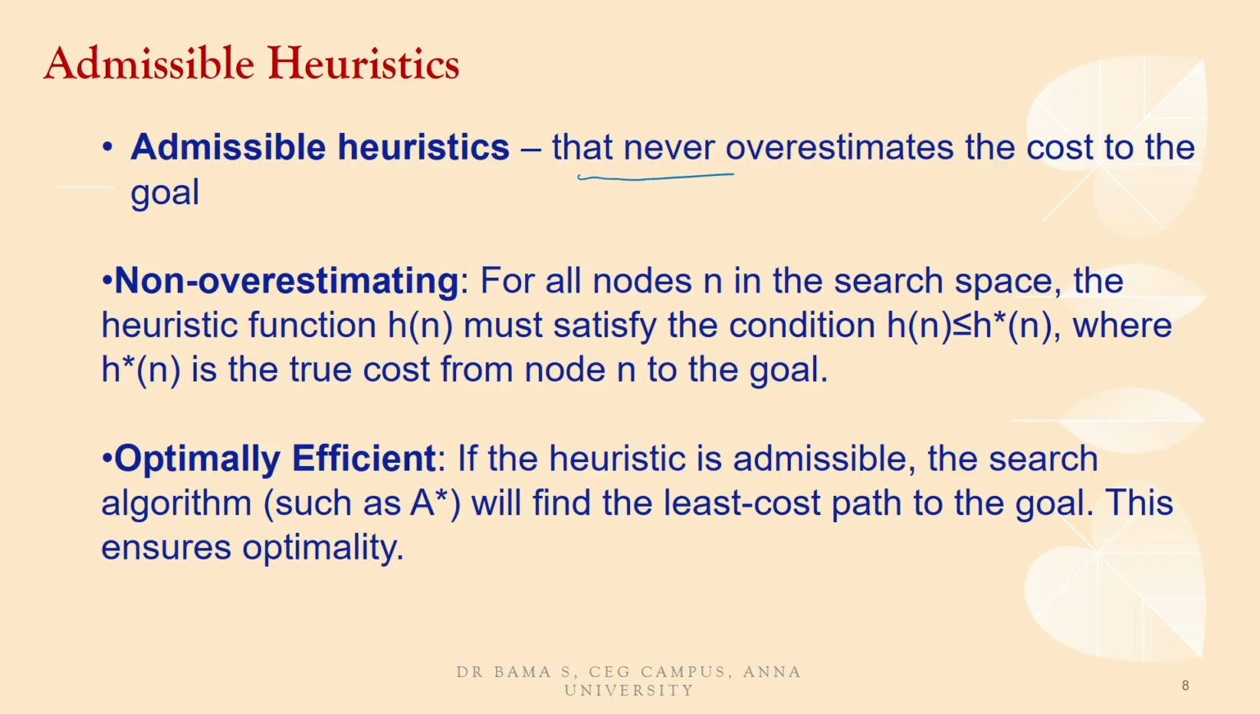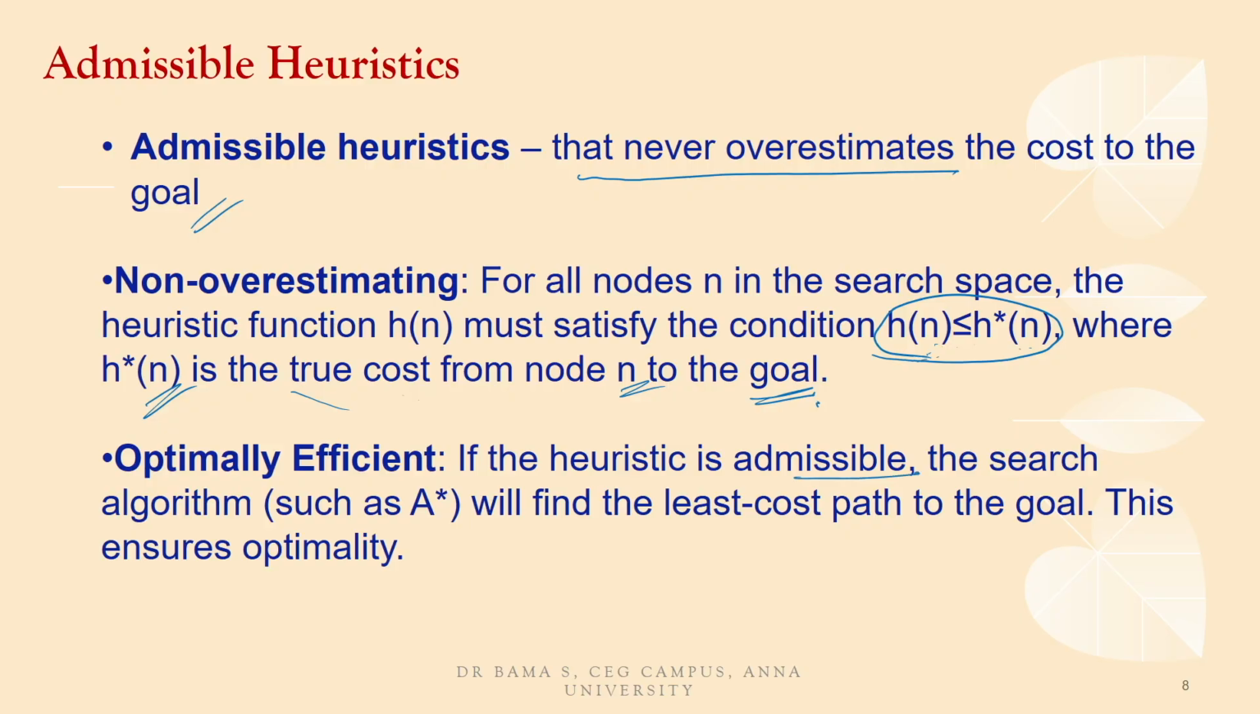What is an admissible heuristic? How do we know that whatever heuristic we defined is correct? The definition goes like this: it never overestimates the goal, so it should not be too much. In other words, the heuristic function must always satisfy h of n less than or equal to h star of n, where h star is the true cost from n to the goal. So, this is the actual cost, and h of n should always be less than or equal to the actual cost.